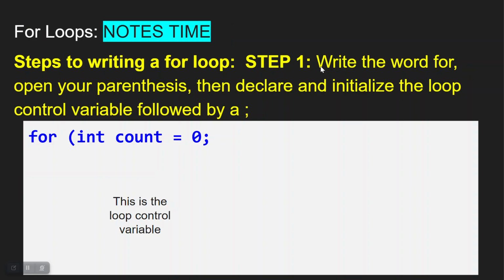Step 1. Write the word for, open your parentheses, then declare and initialize the loop control variable, followed by a semicolon. So you can do for, open your parentheses, int count equals 0, semicolon, and now count is your loop control variable. Now I could call this whatever I want to. I could call this x, I could call this num, I could call this I. You just have to have a name here. But count is a good intuitive one to use. All right, again, this is the loop control variable.